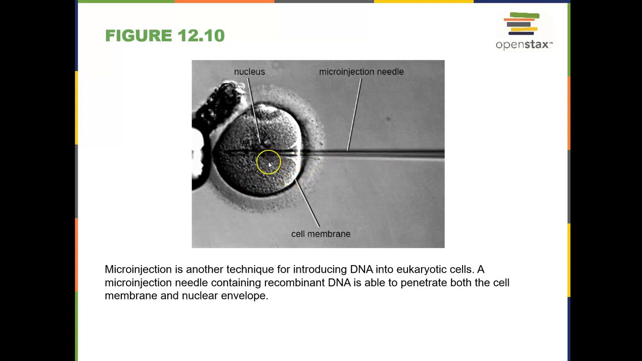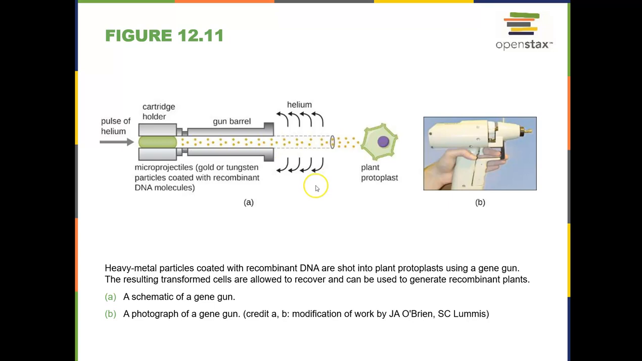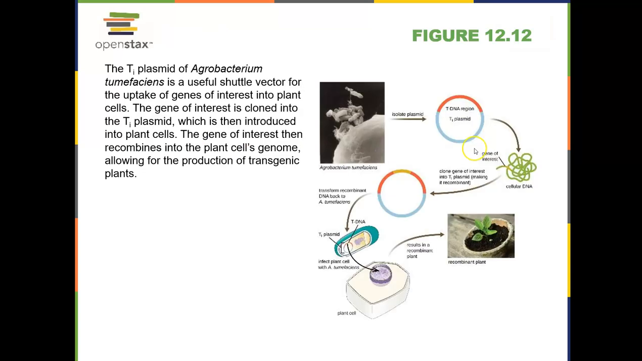You can't do this with bacterial cells just because they're too small, but you inject it with whatever DNA you want it to have. There's also a gene gun. What happens here is you've got a pulse of helium and a cartridge, and you've got the gun barrel, and this is to get past the cell walls in plants. Remember, those cell walls are pretty tough. So these gene guns will pulse through and get through that cell wall. And that's what they look like in real life, a gene gun.